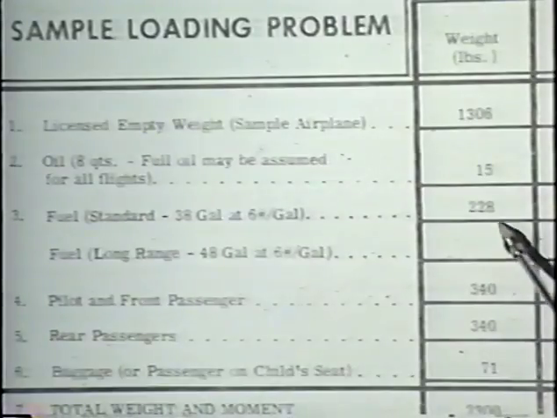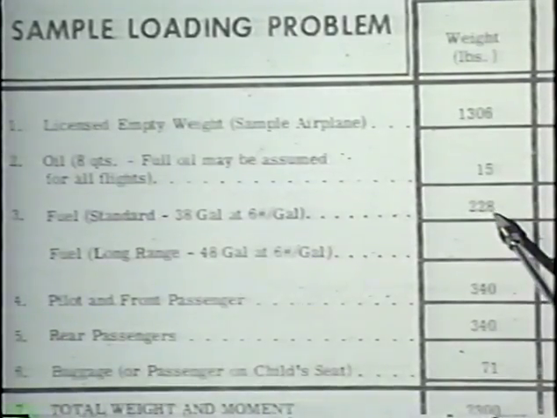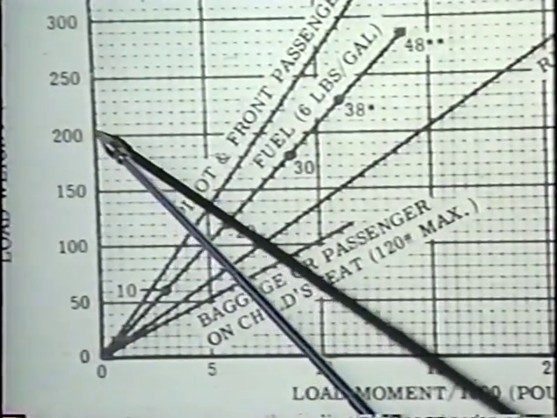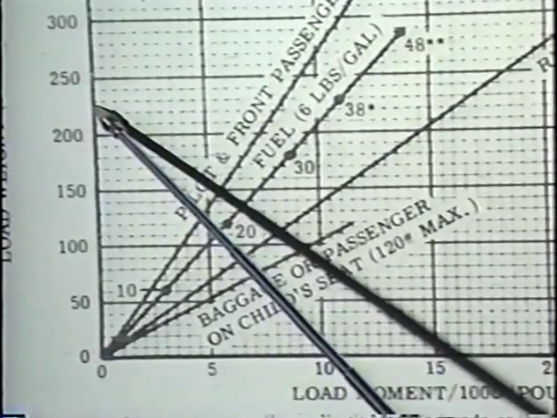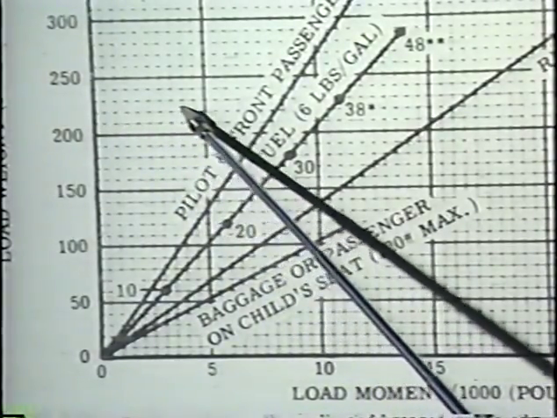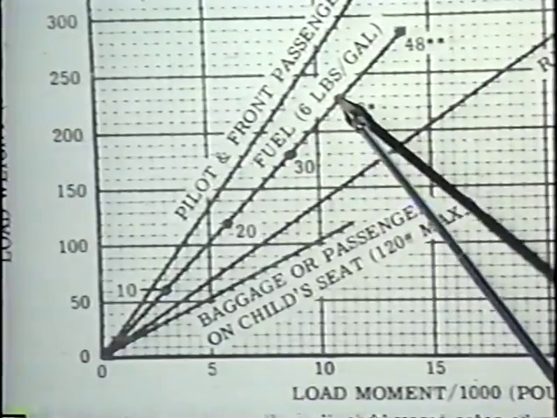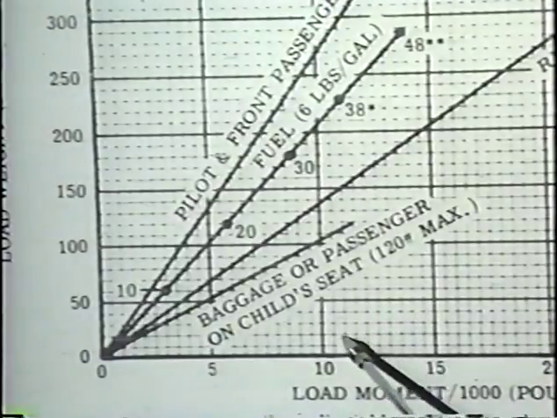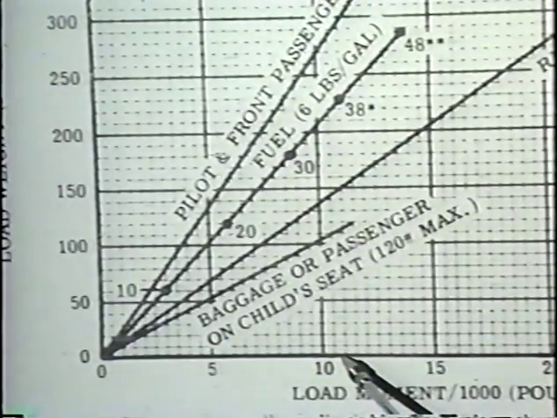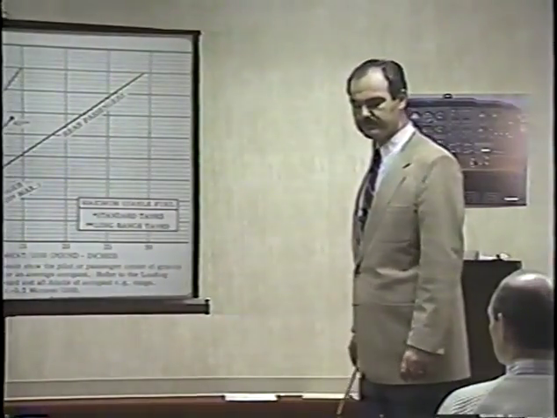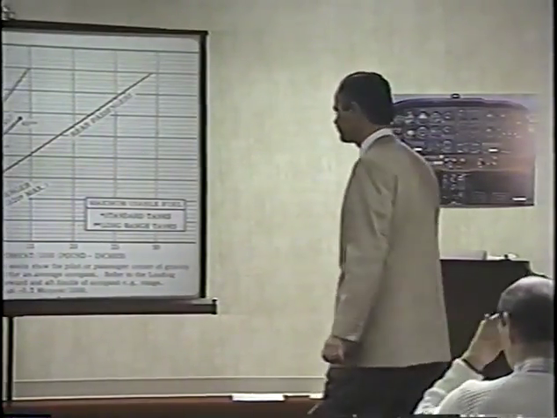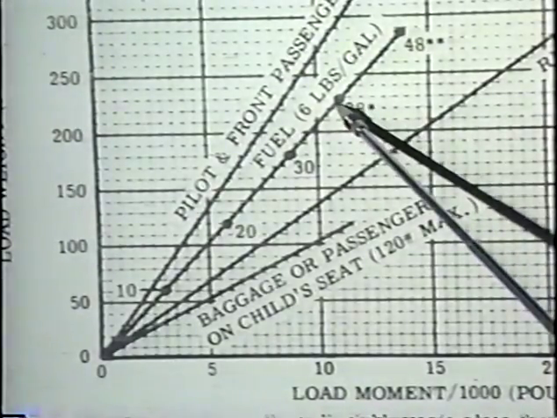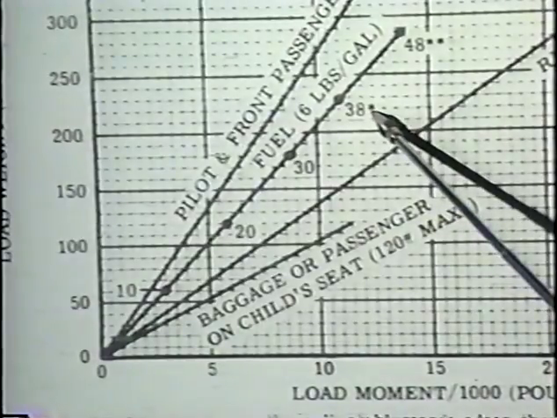Now, let's see how we figure this. We had fuel that weighed 228 pounds. So go up the side here until we get to 228 pounds. Here's 200, 210, 220, 228. Come across until you intersect the line that says fuel, 6 pounds per gallon. From this point, go straight down to the bottom and read what the moments are. The moments may be about 10.9. They even made a little mark here for where 38 gallons is, because the plane oftentimes goes out with full tanks.